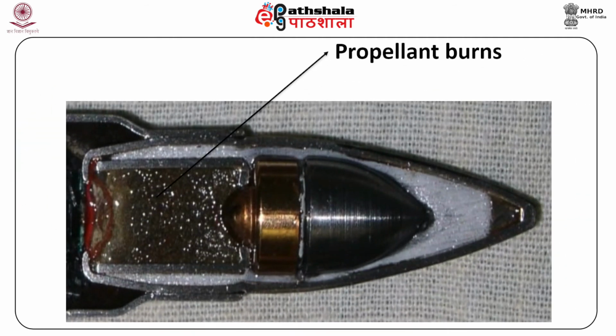When the propellant burns, it gives rise to gases, and they remain confined completely within the cartridge case, and pressure is exerted equally on the base of the cartridge, its wall, and the base of the bullet.